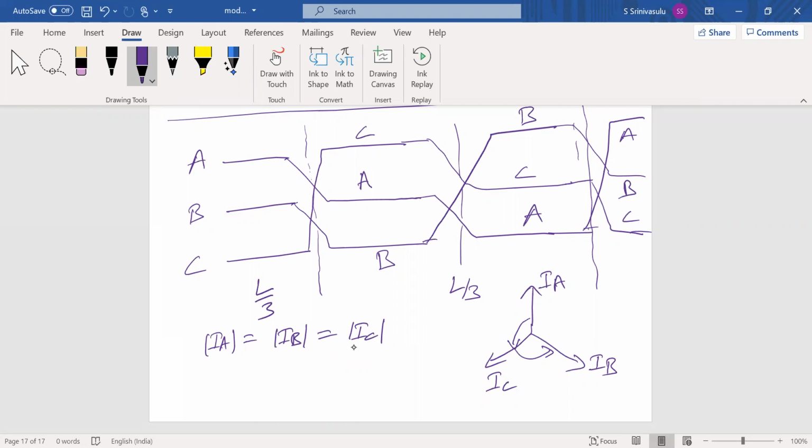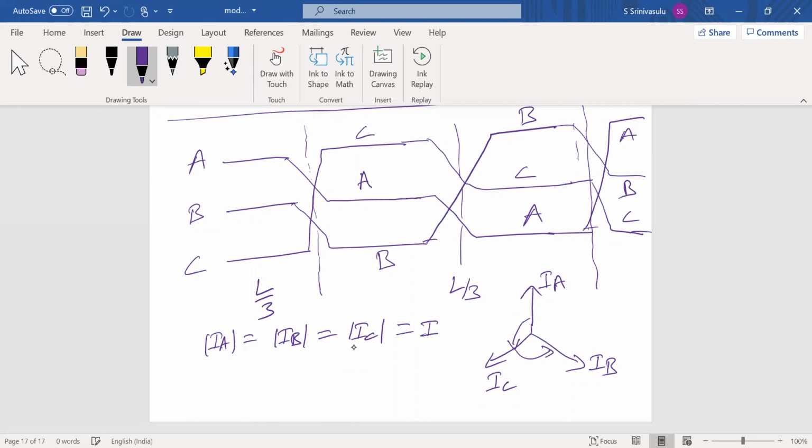Due to unsymmetrical spacing, what happened? The system goes to an unbalanced system. Normally the system is balanced and the current will be balanced, but the voltage will get unbalanced. When the current is balanced, each phase current magnitude will be equal: IA equal to IB equal to IC equal to I.